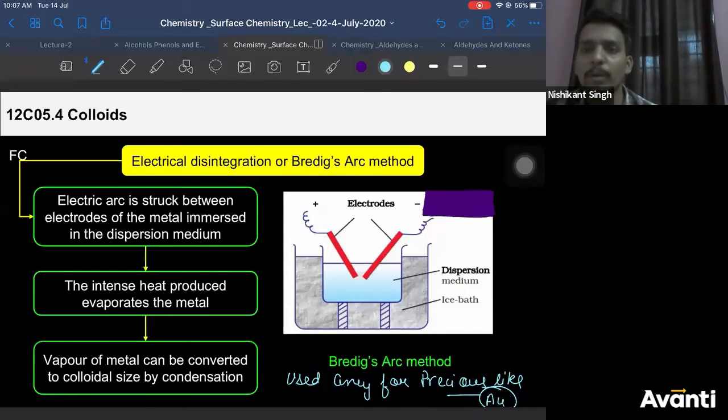Otherwise, you go by normal methods, right? Because you will get very pure colloids here. That's the good part about it. Okay? We should replace the electrodes only. Is there any other doubt? Anyone here? Is this method clear to everyone? How the colloidal solutions are prepared in Bredig's arc method? Yes, so I got a few yeses. Good. Let's move to the next method.